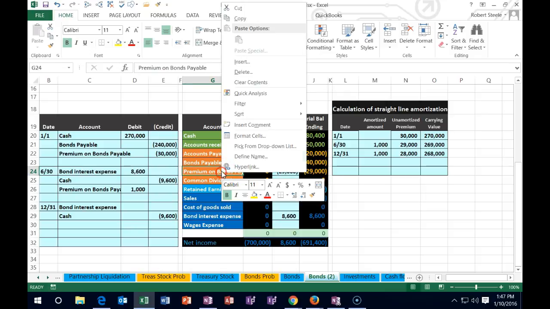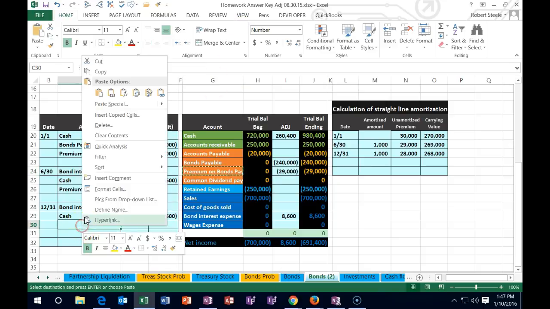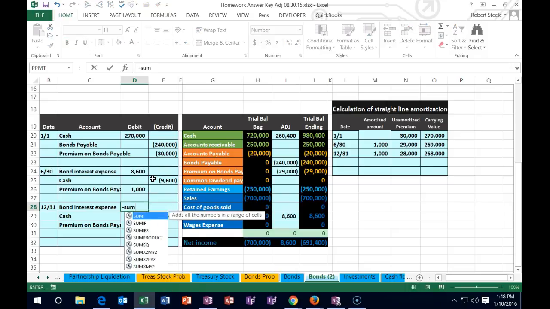So I'm going to copy that, right click and copy it. We're going to put that down here in C30, right click and paste. In D30, we're going to put that $1,000. And now, of course, we have a credit of 9.6, a debit of 1,000. Difference is 8.6. That's what we need up here in the debit. That's what's going to be the bond interest expense.